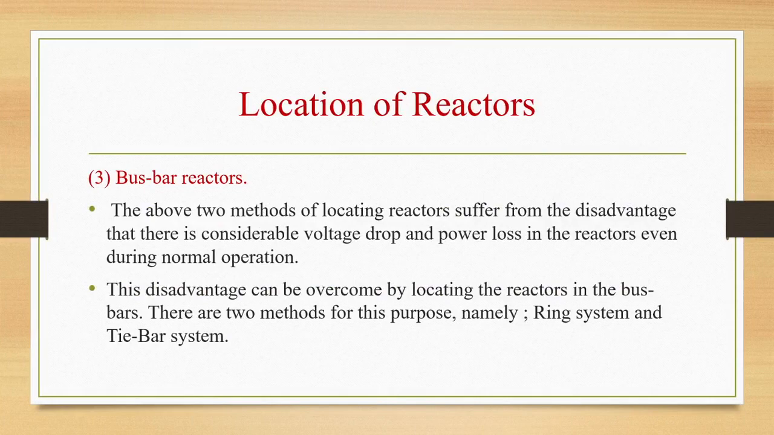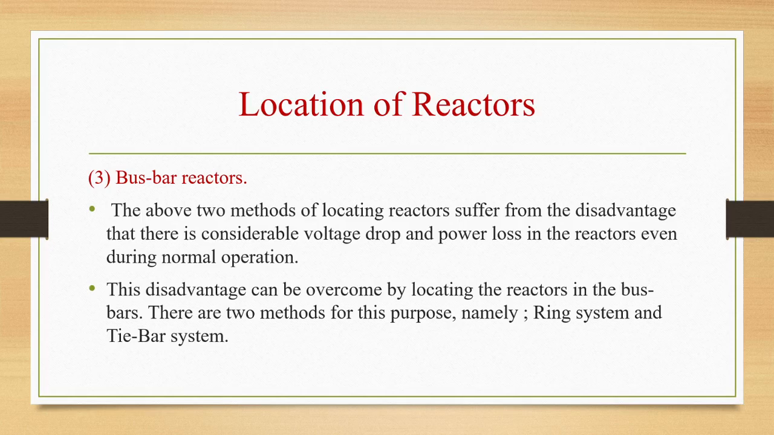Third point is busbar reactors. The above two methods, that is generator reactor and feeder reactor methods of locating reactors, suffer from the disadvantage that there is considerable voltage drop and power loss in the reactors even during normal operation. So what is the major disadvantage of generator reactor and feeder reactor? That even during normal operation, there will be considerable voltage drop and power loss in the reactors.